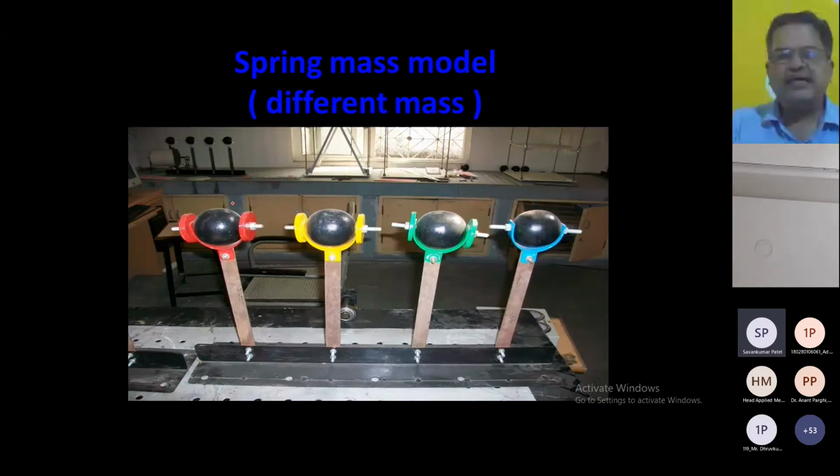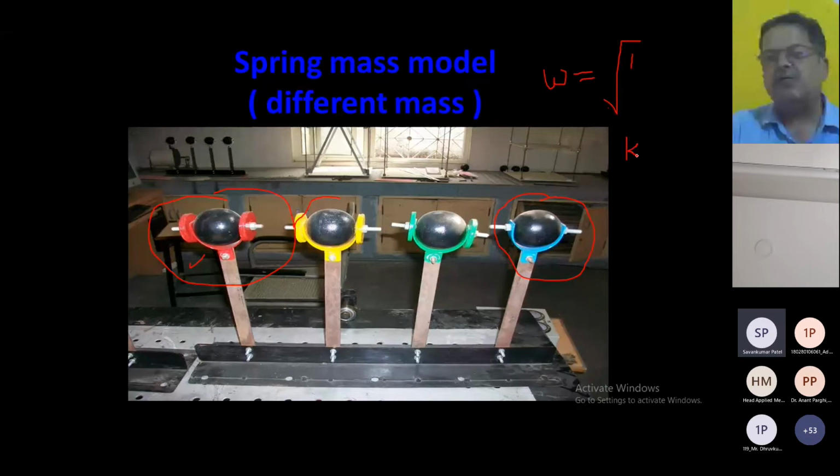The fourth model is having the variation in the mass. So here you see this is having the lowest mass and this is having the highest mass, right? So we know the frequency depends on what? The frequency depends on stiffness and mass, right? So here only one parameter we are changing. It is mass. So here it will be basically, sorry, this is root of K by M, right? So here we are changing mass.